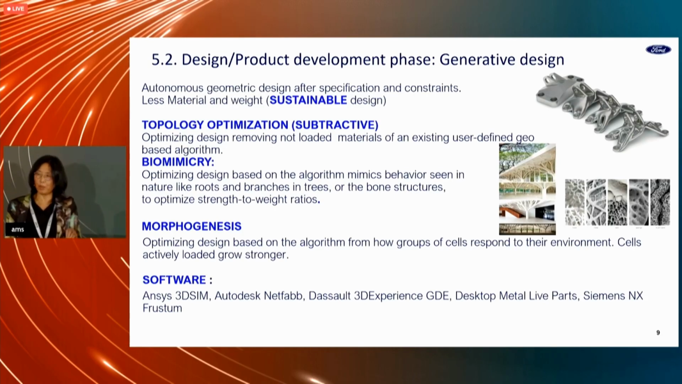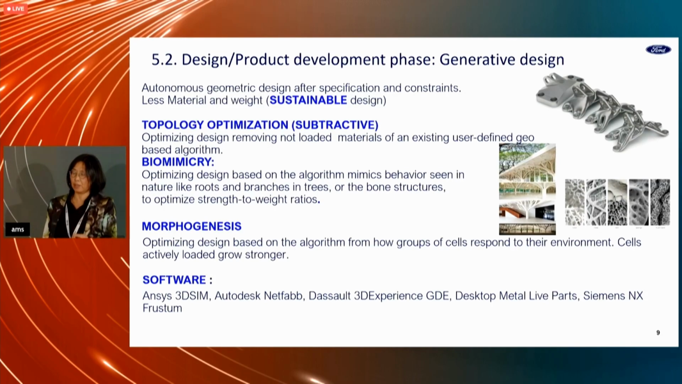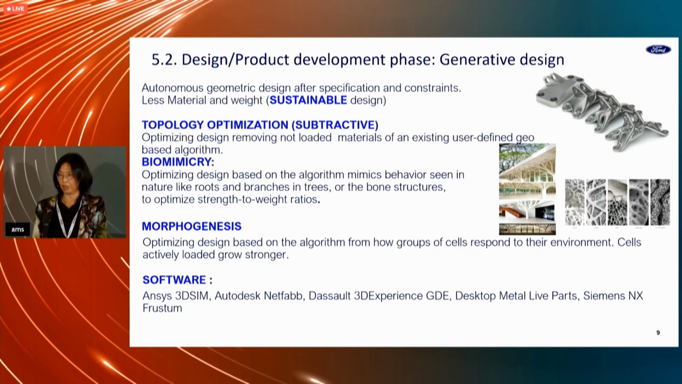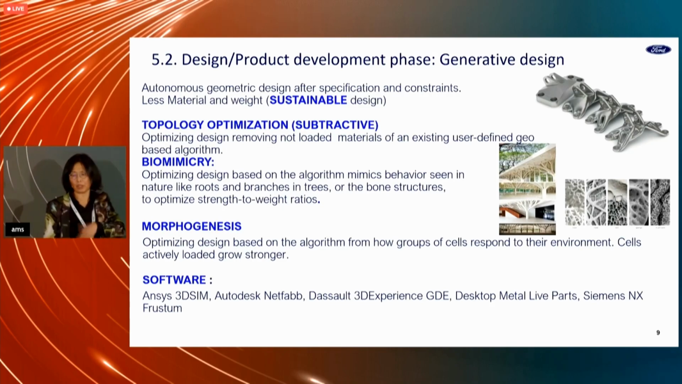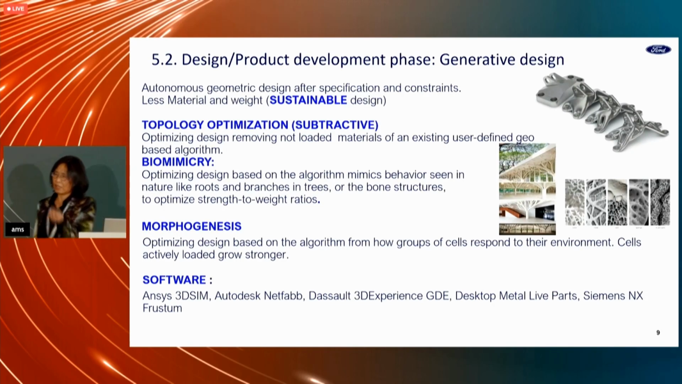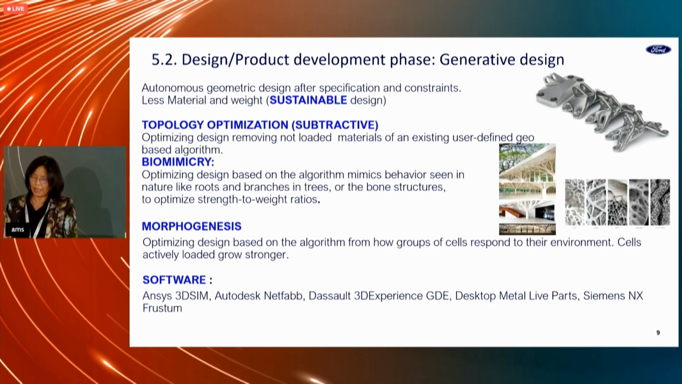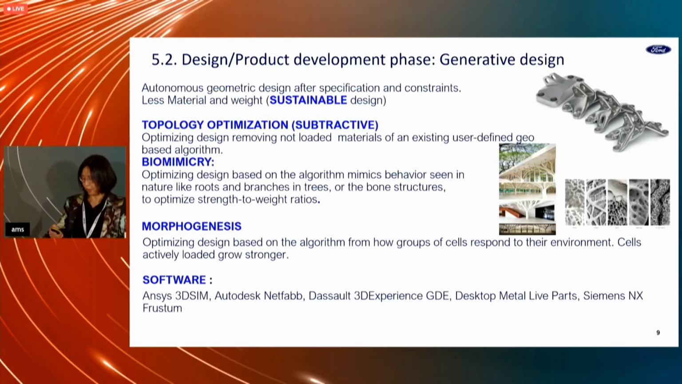And biomimicry is algorithms considering natural behaviors like trees, bone structure, leaf structure, and something like that. And morphogenesis is the opposite of topology optimization. It is not subtractive, but from the beginning, where the material is loaded, it grows faster. So that design is done automatically.